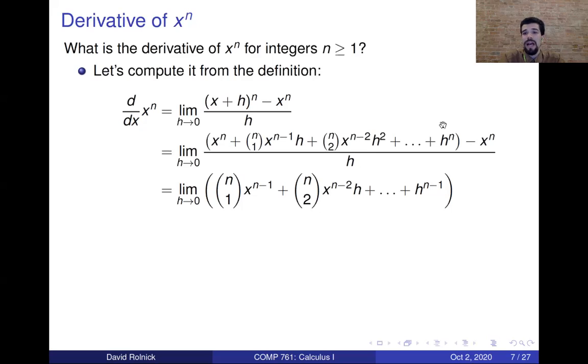So this is really ugly. There are tons of terms. How do we make it simpler? Or is that just the derivative of x to the n, some nasty thing?